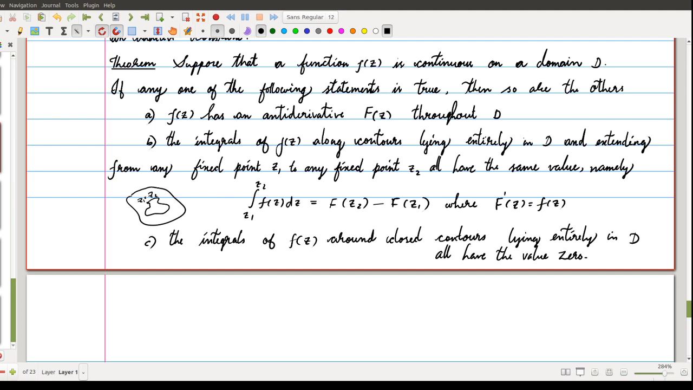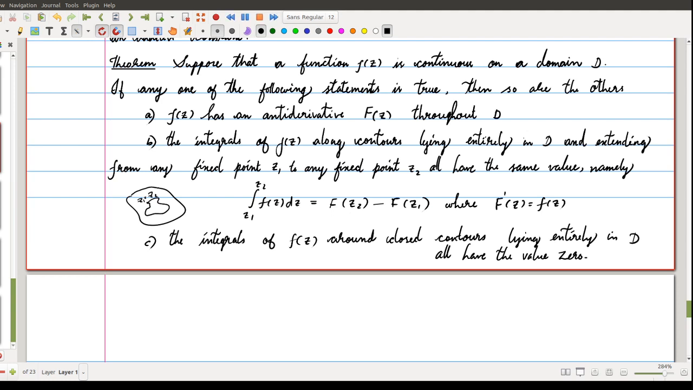So C says that from B we can easily prove C. The integral of f of z around closed contours lying entirely in D has its value as f of z2 minus f of z1, and for a closed contour z2 and z1 are the same, then these two values will be the same, and we will get the value as 0. So the integral value will be 0 along any closed contour in this case. So the antiderivative exists means the integral exists, and the integral will be 0 for closed contours which lie entirely in D.